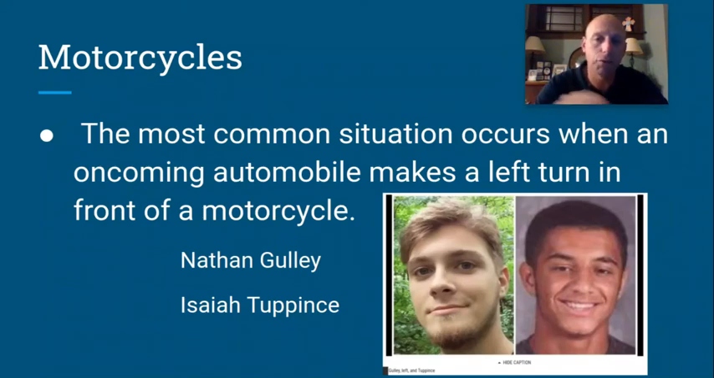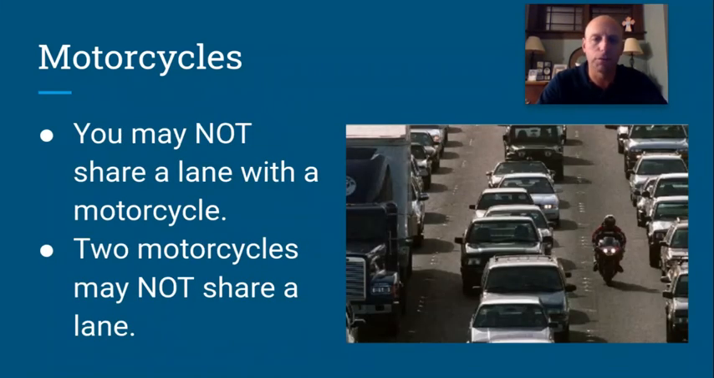They came up to an intersection. An SUV was turning left. They didn't see the motorcycle coming, and both of these teenagers died in that crash. And that's a story that plays out all too often. So it's really important for us as drivers of vehicles to be extra vigilant in our searching for motorcycles.